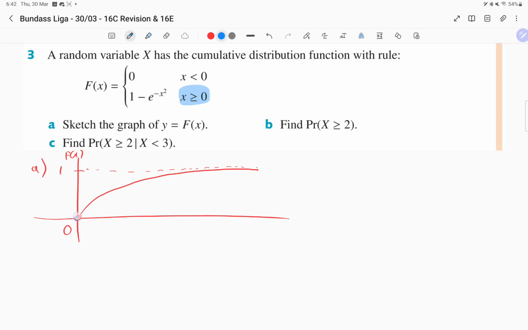It looks something like that. Before 0, it will just be 0, and then it curves up towards the line after 0. Alright, try question B and C. I'll give you some time to think about it.